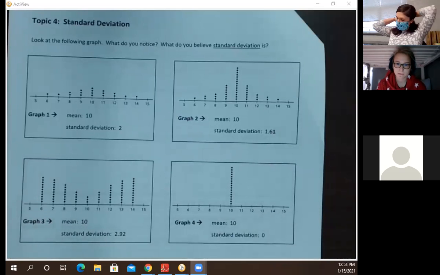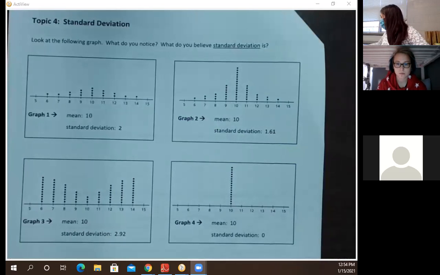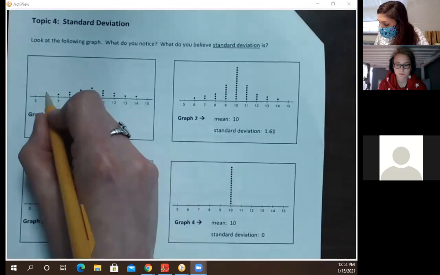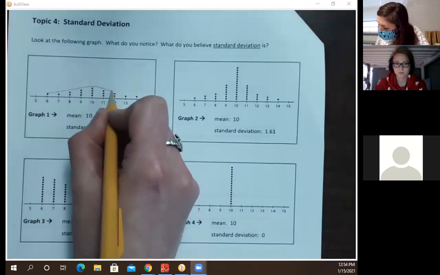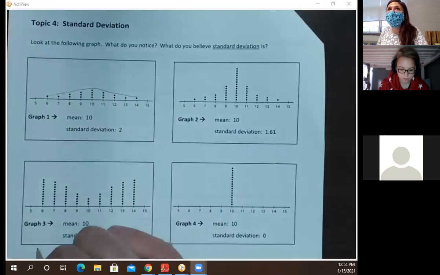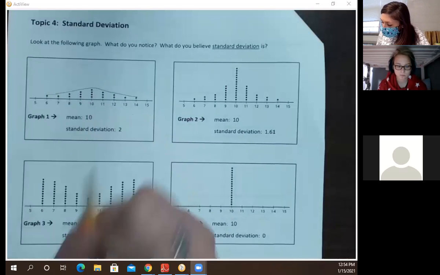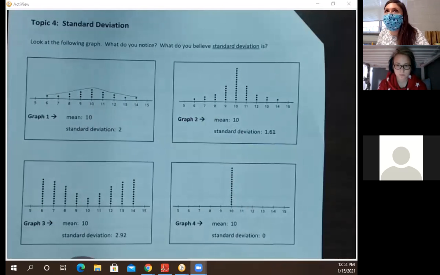So on page 14, we've got a couple different dot plots here. And for each of them, we're given the mean and the standard deviation. Okay, so what I'm going to do is take a look at what we're seeing with each of these. For my first graph, this is what we called a bell-shaped graph, right? My data is sort of clumped towards the middle and it tapers off at the end. So it's kind of a flat, smashed down bell, but it's got that bell shape. And it says my mean is 10 and my standard deviation is 2.